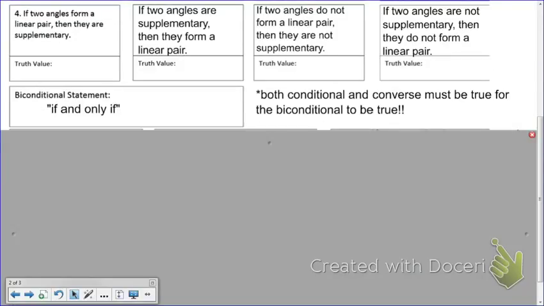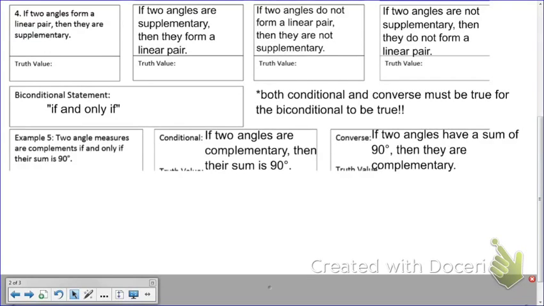The last type of statement that we want to talk about is a biconditional. Think the prefix bi means two. So a biconditional statement has two meanings. It's going to be recognized because it's going to have the phrase if and only if contained within the conditional. Keep in mind that in order for the biconditional to be true, both the conditional and its converse must be true.